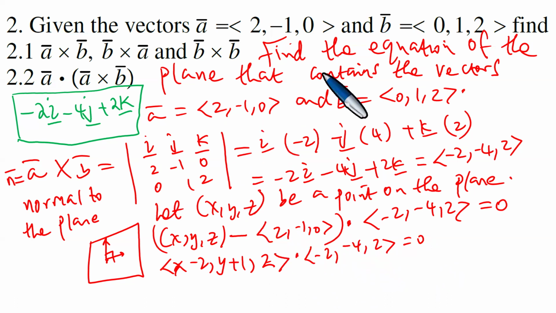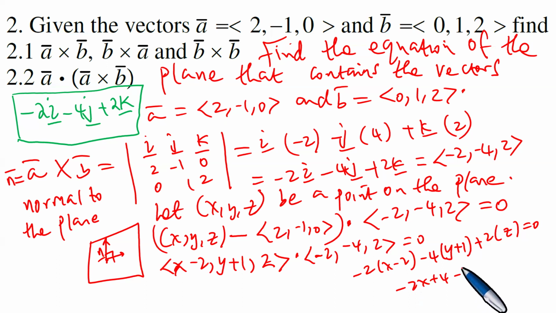Because we take this A as a vector on the plane, and if we subtract it from this, it produces a vector on the plane, and therefore, if you take the dot product with a normal, the result is going to be 0. Meaning, you multiply this with that, which is minus 2 times (x minus 2), component-wise multiplication, then y plus 1, z equals 0.